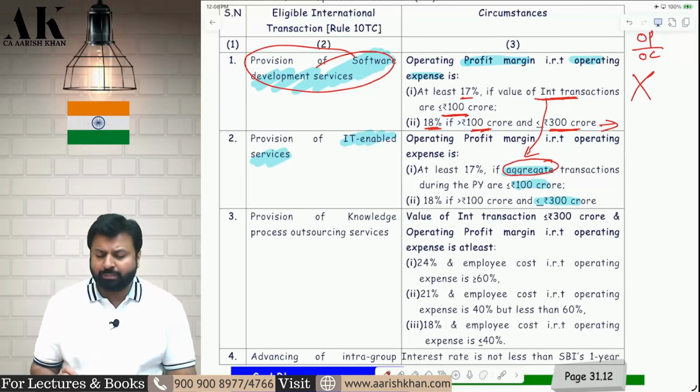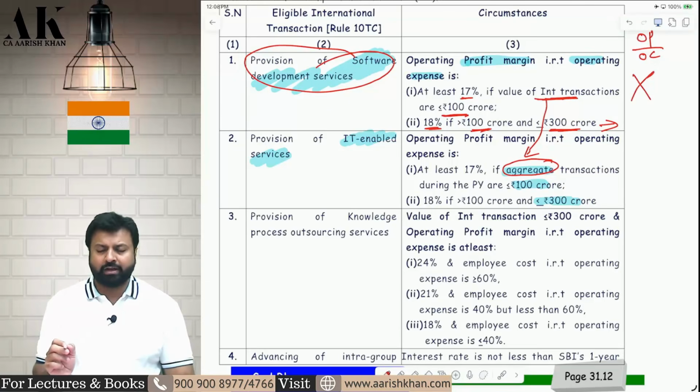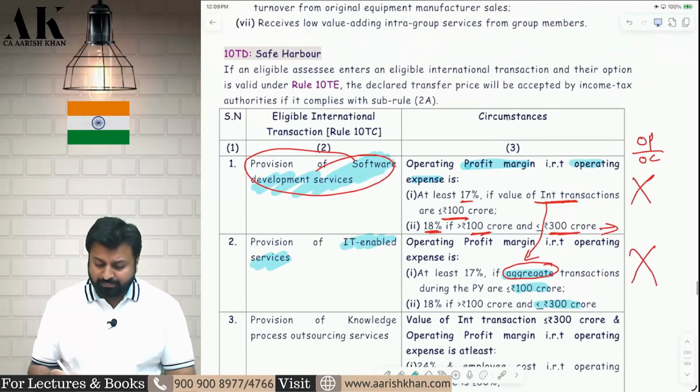Here also the margin should be the same only. 17% up to 300 crore and above 100 crore; up to 300 crore, 18%; above 300 crore, safe harbor rule not applicable. Margin means OP upon OC.